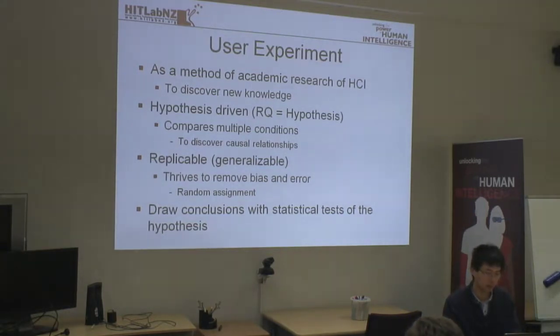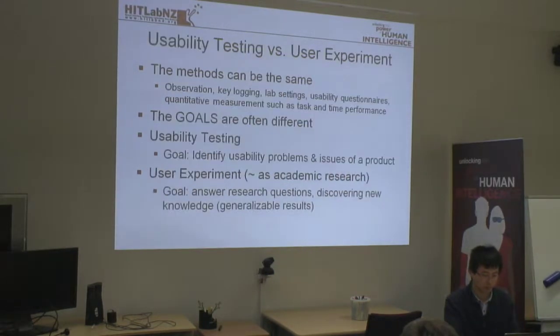The main purpose is to discover causal relationships, which is, if you change the user interface into a new way you thought of, does it affect the user performance or the usability level and so forth. And since it's trying to discover new knowledge to be used in general, it should be replicable or generalizable. So it strives to remove errors while doing the user experiment. It also uses statistical tests to make conclusions and back your findings.